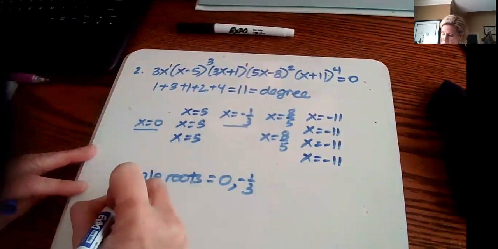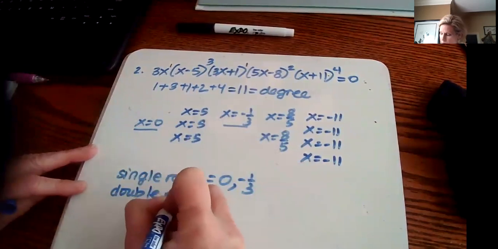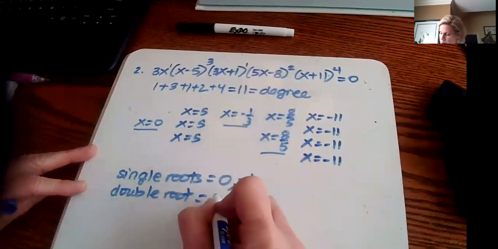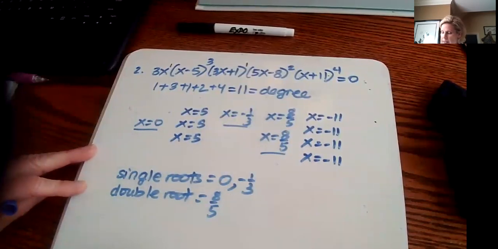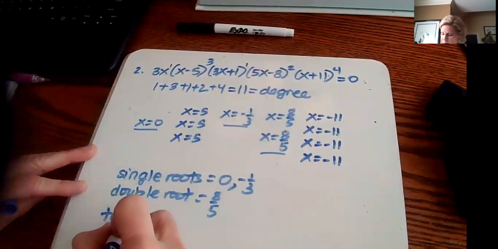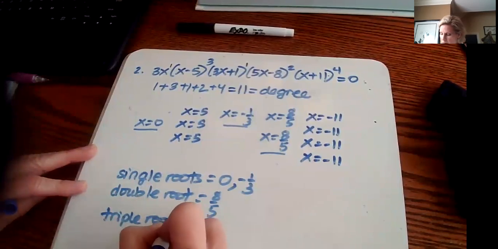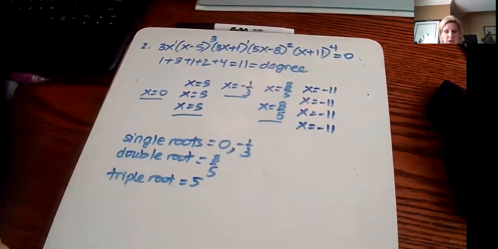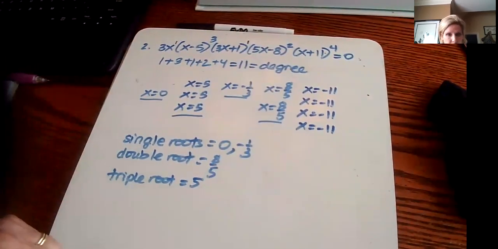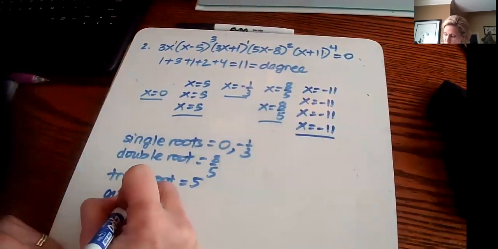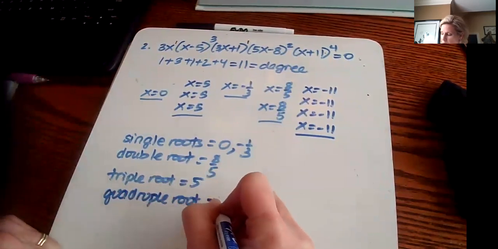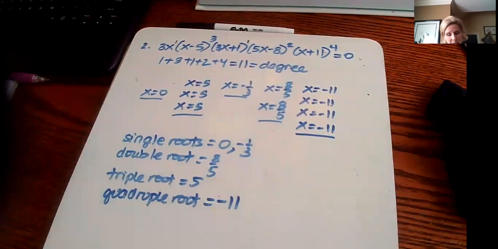I have a double root, and that would be at 8/5. I have a triple root, and that would be at 5. Now, guys, we normally don't deal with anything more than single, double, triple roots, but I can say that -11 is a quadruple root. The problem is, after quadruple, we don't have nice little names for it.